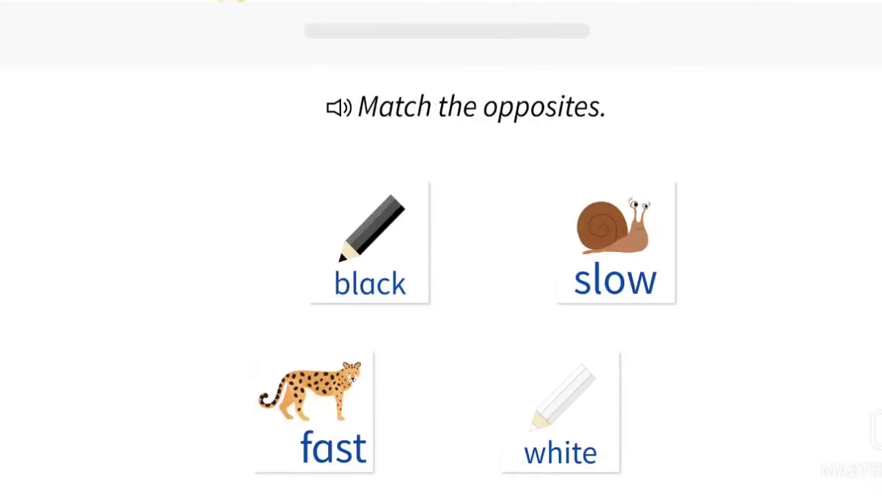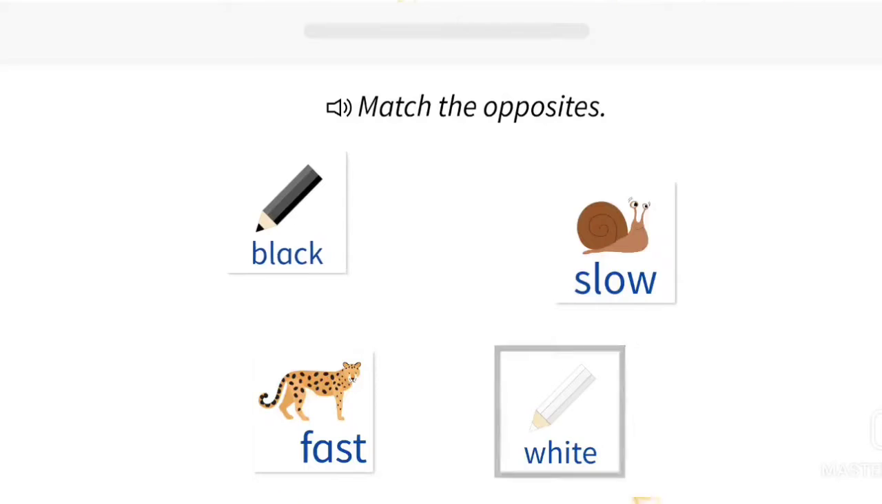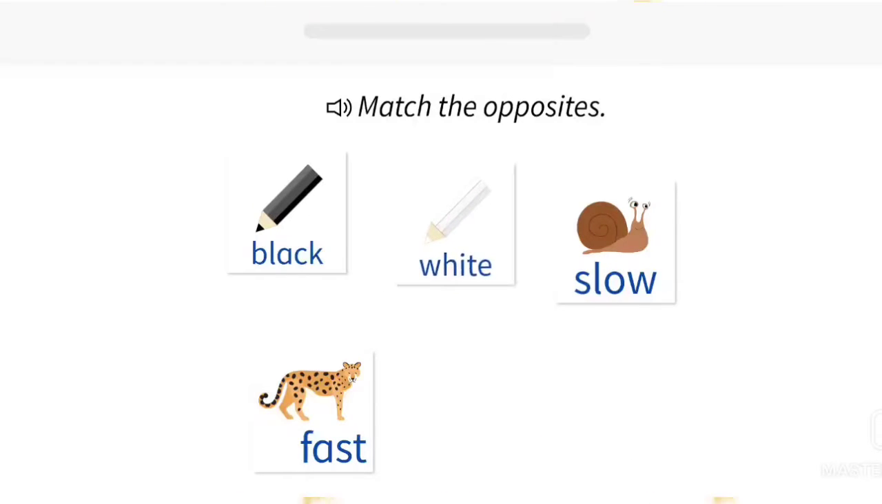Dear students, let's see some more opposite words. We have to match the opposite words. This pencil is black and this pencil is white. So what is the opposite of black? White.